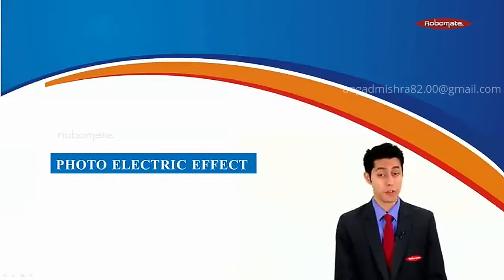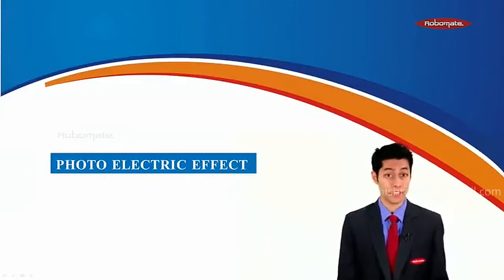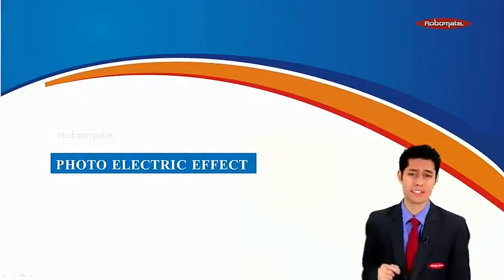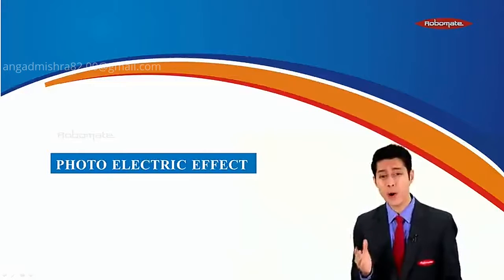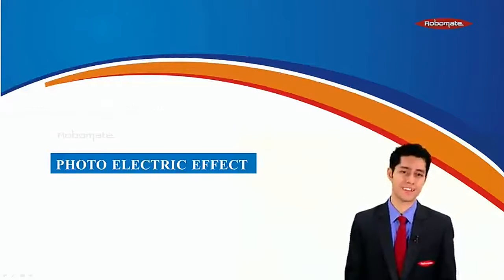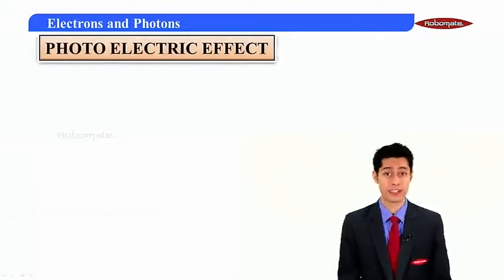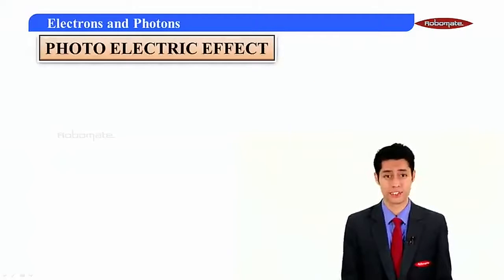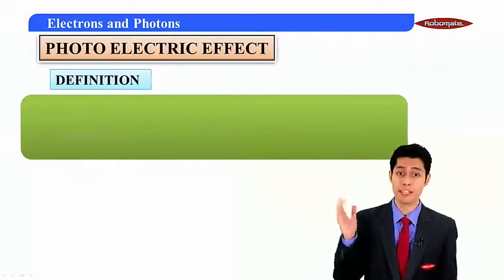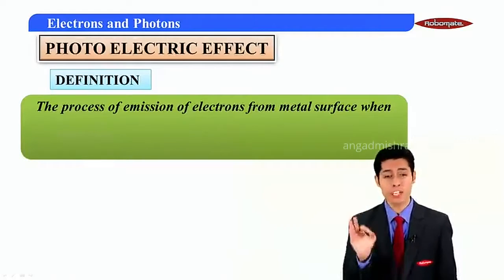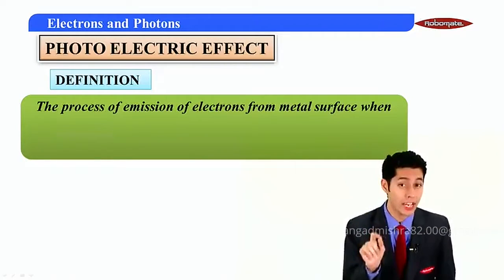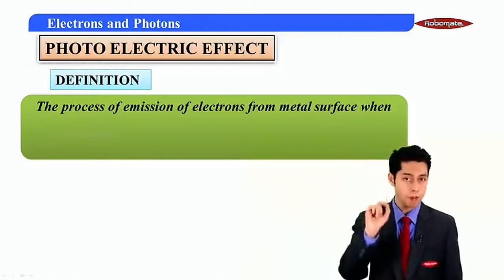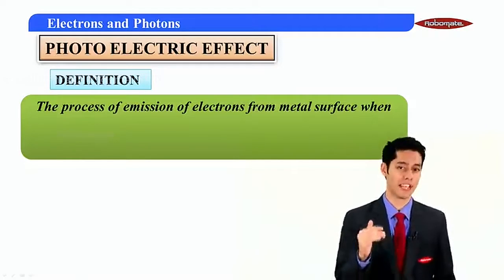Moving on, students, we'll be studying one of the most important effects of this chapter, and if I have to tell you, this is the heart and soul of the chapter. This effect is called the photoelectric effect. To study it in detail, we need to understand its definition. It says it is a process of emission of electrons.